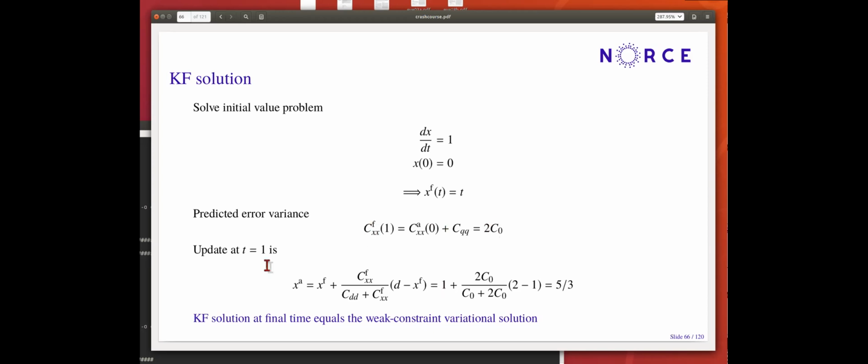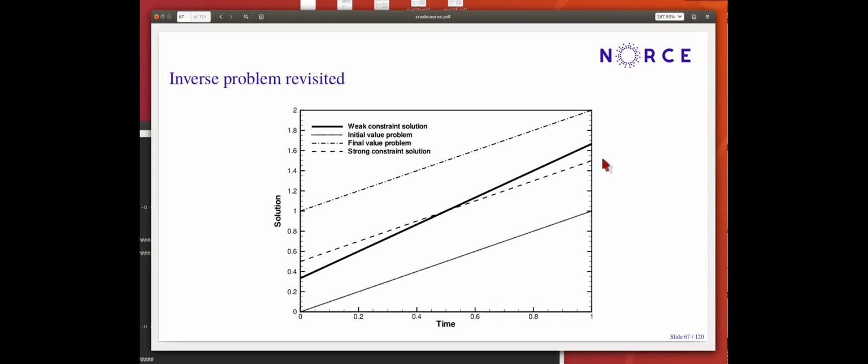And we have the update equation, which is this one. So we put C_0 here, 2 C_0 here. And then the measurement is equal to 2. The forecast is equal to 1. So 1 here and 1 here. And you get 5 over 3. And 5 over 3 is exactly the same value as we had before. It's this value.